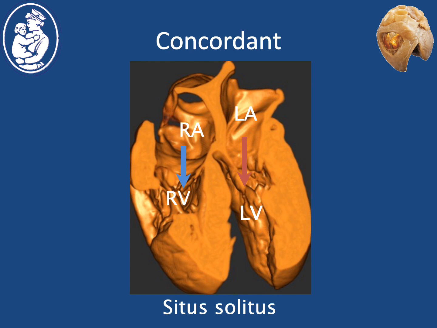These are waxed hearts that have undergone a CT examination and then a three-dimensional reconstruction from the CT data set. The leftward panel here shows the right atrium aligned with, draining into, the right ventricle. The right panel shows the left atrium aligned with the left ventricle. This is concordant, or the usual alignment of the atria and ventricles. This could also occur in situs inversus, not shown here. It would simply be the mirror image of what we see here.